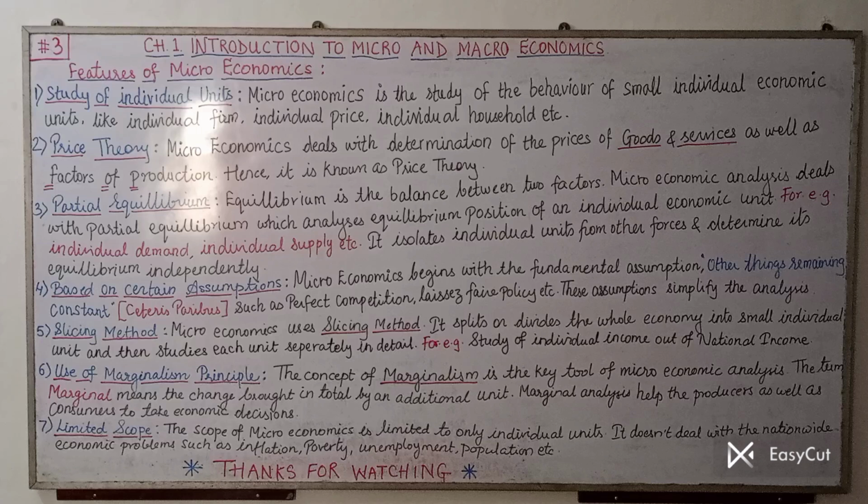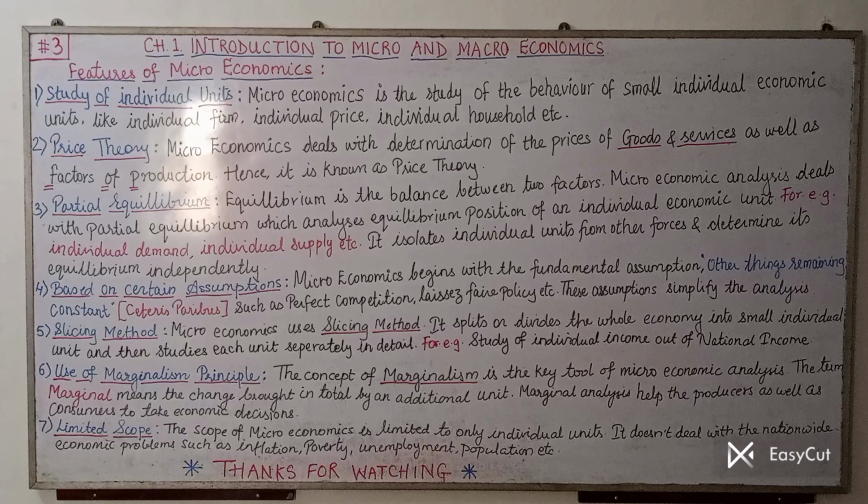Let us study the features of microeconomics today. Now, as all of us know, micro means small, on the smaller level. So the very first feature is study of individual units. Microeconomics is the study of the behavior of small individual economic units like an individual firm, an individual price, that means the price of a particular product, or the study of an individual household, etc. That means whenever the study is on an individual basis, on the smaller basis, it is part of microeconomics.